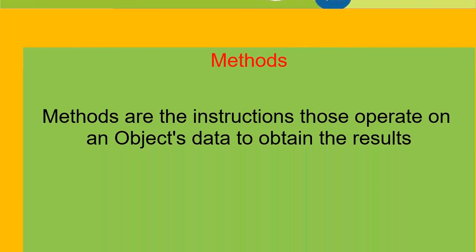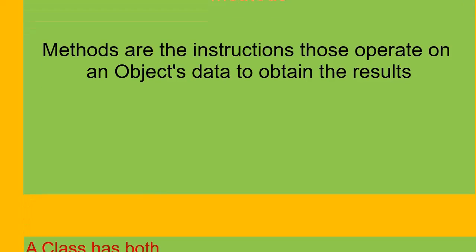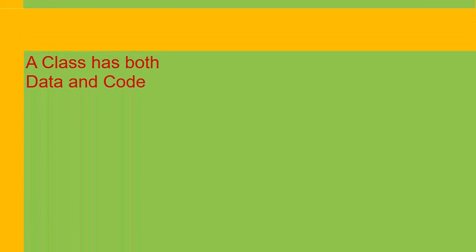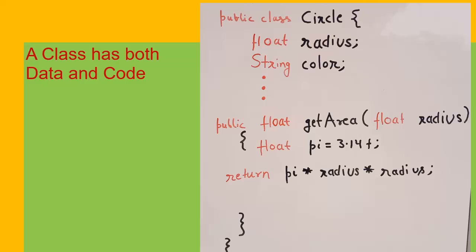In today's lecture we are going to discuss methods in Java. Methods are the instructions that are operated on an object's data to obtain some results. All programs are made of two elements, the data and the code.